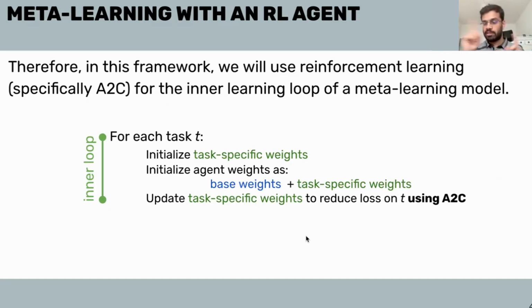So the reinforcement learning agent that we talked about is going to be the inner loop of this meta learning model, right? Because it has to learn new object reward pairs, it has to use reinforcement learning. So A2C is going to be part of the inner loop. In the inner loop we have task specific weights that are going to be part of the actor network and the critic network, and these are added on top of these base weights, and then you update only these task specific weights like what we did with MAML.